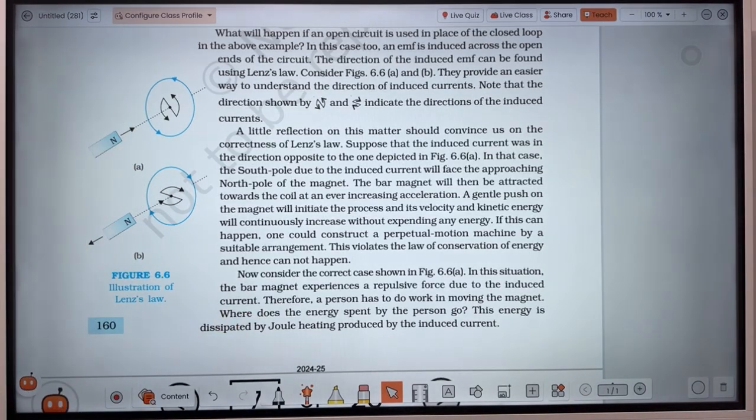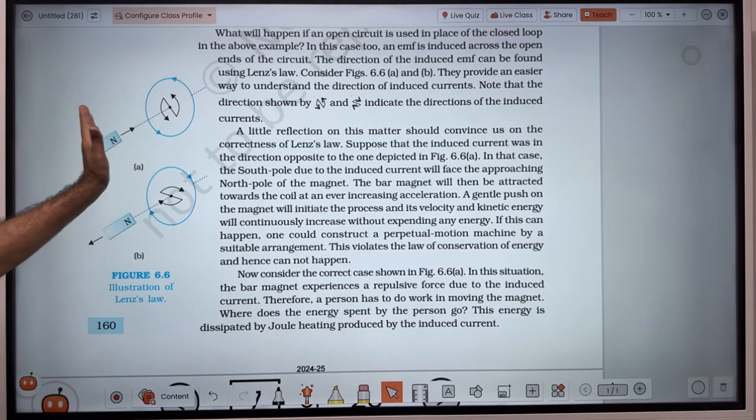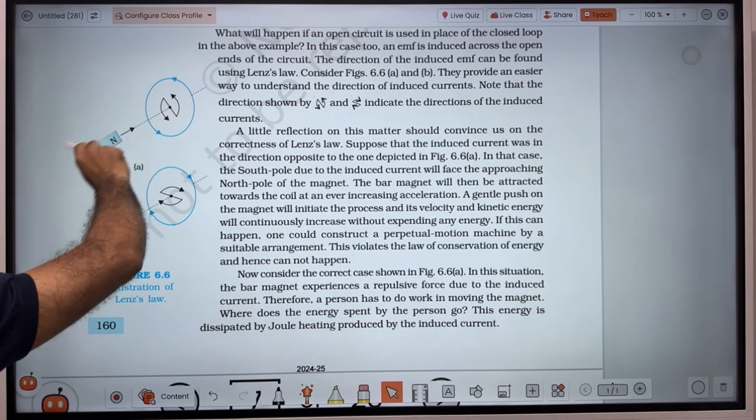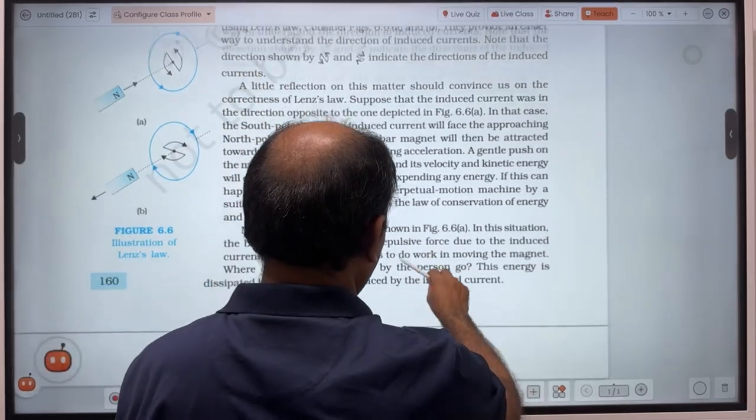So it is obvious that there should be the same polarity when the magnet is brought closer, so that relative motion may be minimized or it can be stopped. Similarly, if the magnet is taken away, then whatever pole is closer to the coil, just the opposite pole should be developed due to the flow of current. So this thing you can easily understand. I think it is very clear.